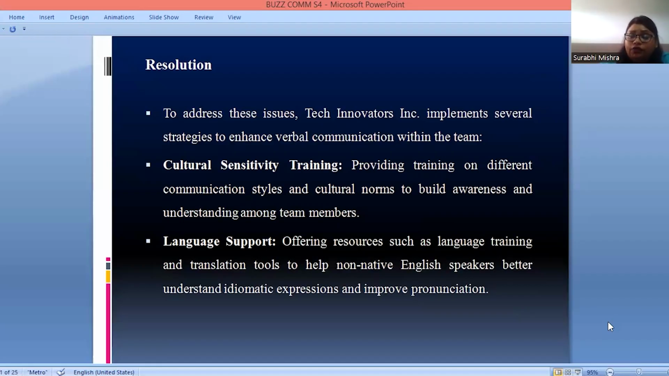The other was the language support by offering them resources such as language training modules or translations that help them to understand, the non-native English people must understand the idiomatic phrases and the slangs so as to improve their pronunciation, right? So these things were the help, and these things were provided to them by the Tech Innovators so that those particular barriers get reduced, right? Let's see what else solution is provided to the impact.